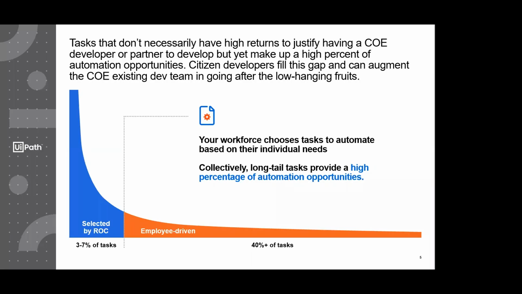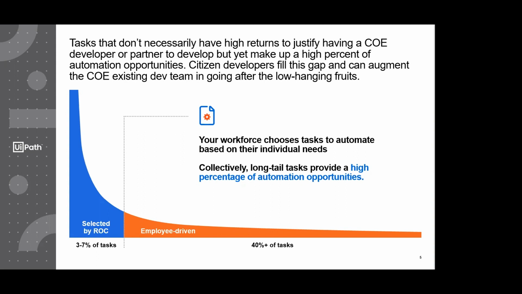You probably have seen this graph before. There are typically a large number of tasks that individually don't necessarily have high returns to justify having a COE developer or partner to develop, but yet make up a high percentage of automation opportunities. And in this case, citizen developers can fill this gap and can augment the COE existing dev team in going after these low-hanging fruits, one of the possible motivators we just talked about.